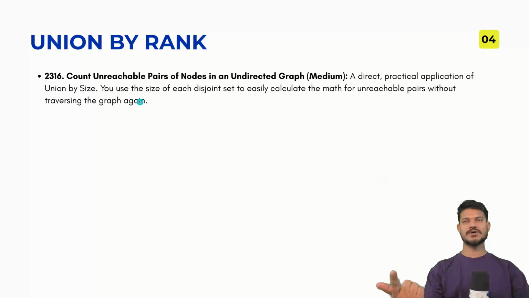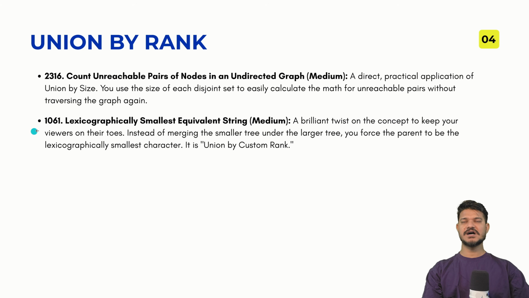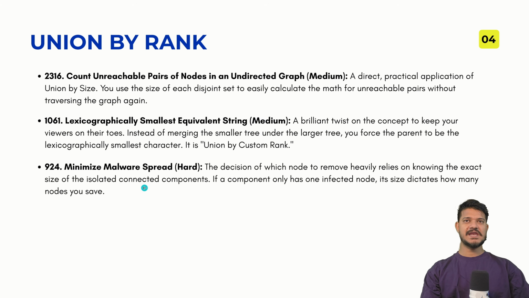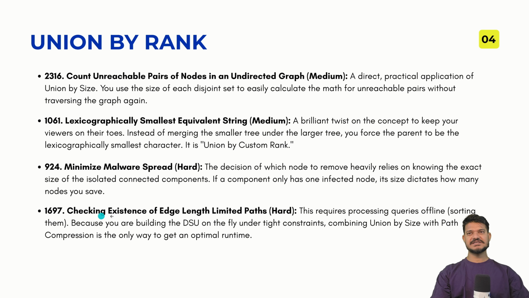Similarly, for union by rank, you can solve LeetCode 2316 Count Unreachable Pairs of Nodes in an Undirected Graph, medium level problem. LeetCode 1061 Lexicographically Smallest Equivalent String, medium level problem. Now a hard level problem, Minimize Malware Spread, hard. You can solve it using DSU along with the optimization techniques, either union by rank or of course path compression. And LeetCode 1697 Checking Existence of Edge Length Limited Paths, again a hard problem.